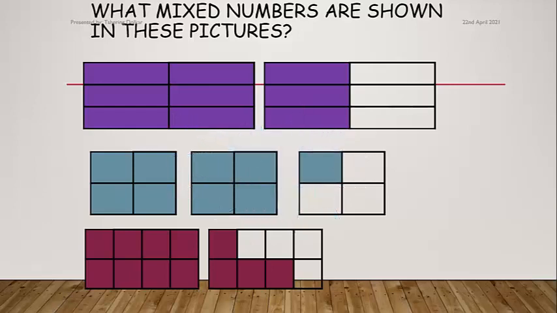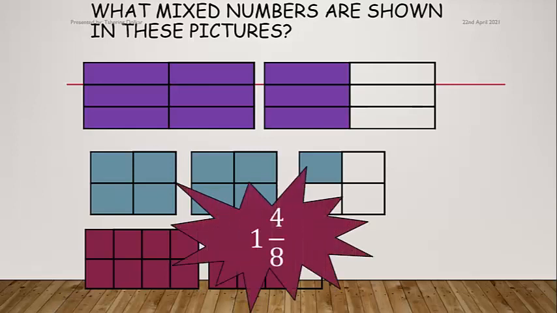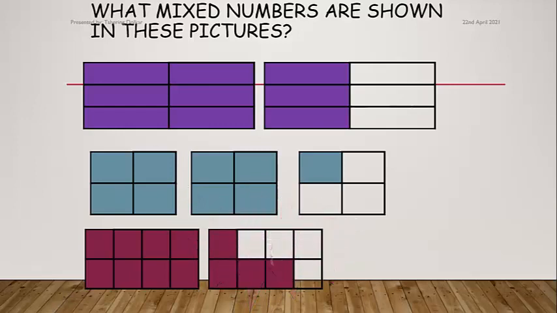Now let's look at the third picture. So in the third one, we can see that a rectangle is divided into 8 parts, and from the 8 parts, we see that the first rectangle is fully shaded, and second, we see 4 parts shaded out of 8. So what would be the mixed number, mixed fraction? It would be 1 and 4 over 8. Awesome.